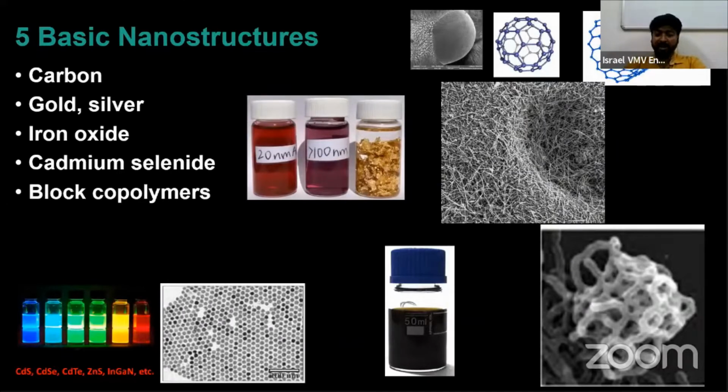And at the center is iron oxide, black in color. Iron oxide in the bulk scale is dark red in color, and in nanometer size scale, it is black in color. And what you see at the right side bottom is block copolymers. And these materials find huge applications, and they are called the backbone of the entire nanomaterial world.